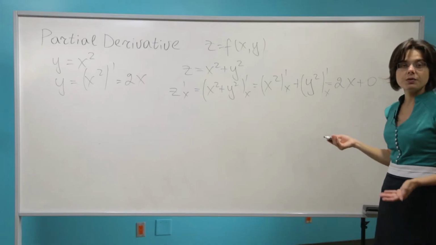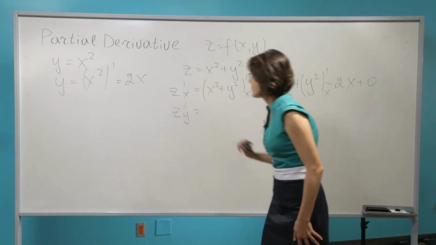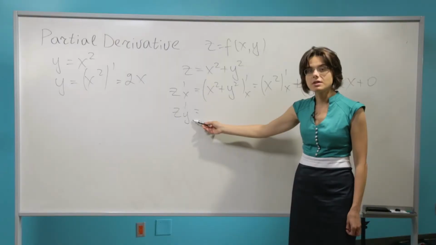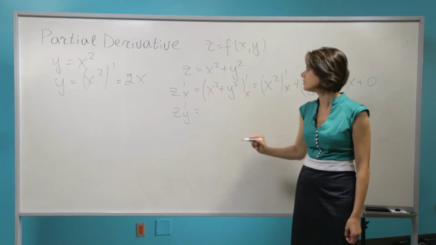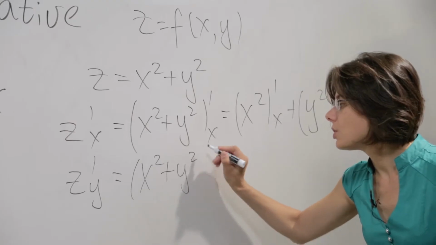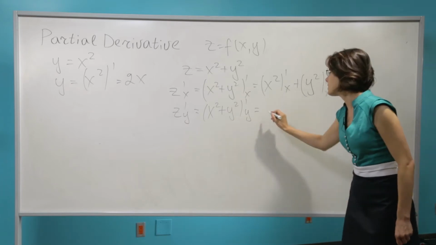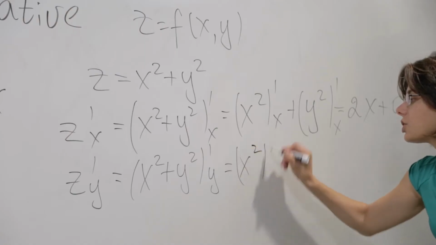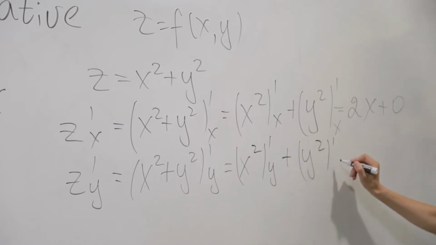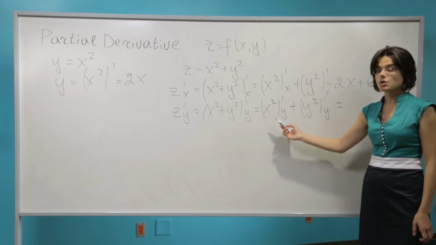Now we can do the same with the derivative over the y variable. I will write partial derivative z prime with subindex y, meaning that we're differentiating over the y variable now. And it's exactly the same procedure. So I split my function into two, because we have a sum. And I differentiate over the y variable, thinking that the x variable is a constant now. The derivative of a constant is always 0.